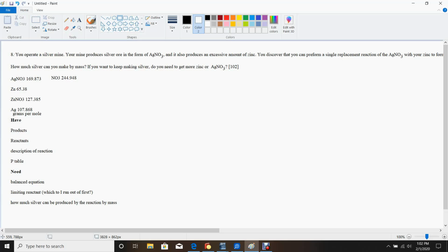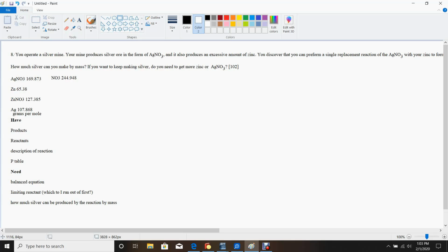You operate a silver mine. Your mine produces silver ore in the form of AgNO3, and it also produces an excessive amount of zinc. Now, you don't need to know any of what I'm about to tell you to solve this problem, but this problem is built on a real-life scenario. AgNO3 is a common form of silver, but it's not very useful because the silver's wrapped up with a nitrogen and 3 oxygens. And very often, mines don't just produce one kind of mineral, they produce several kinds of minerals. So this mine is producing something that gives you AgNO3, and also you got all this zinc you need to find something to do with.